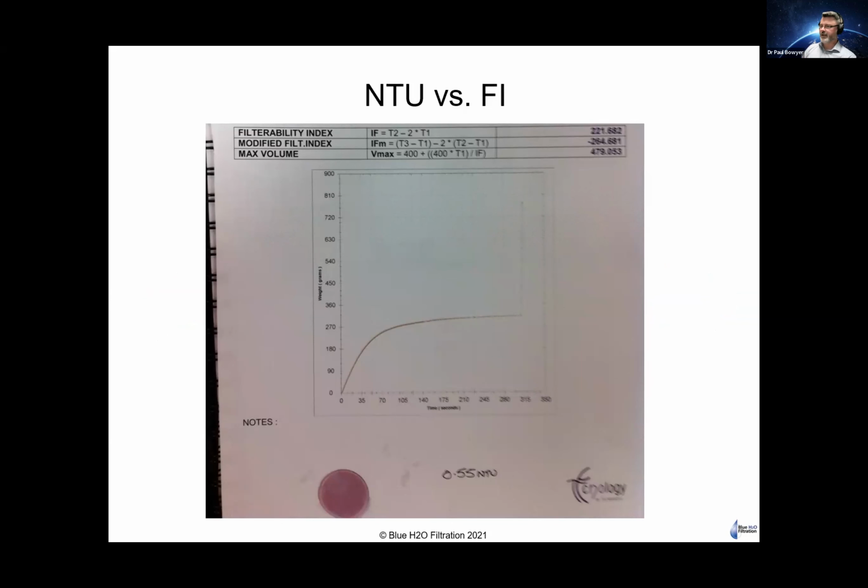It blocked the disc at about 300 mils, as you can see there. And the test disc is actually the bottom of that picture, and it's very red. Now, that's a polyether sulfone test disc. The fact that it's so heavily coloured tells you it's retaining a lot of colloidal material that is pigmented. And that's why I say it's most likely a protein tannin complex association. 0.55 NTU, so visually very, very clean, but from a filterability perspective, not so great.